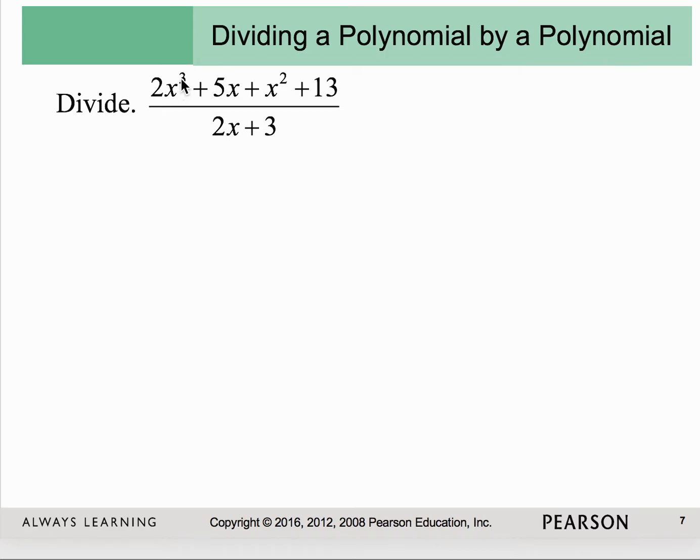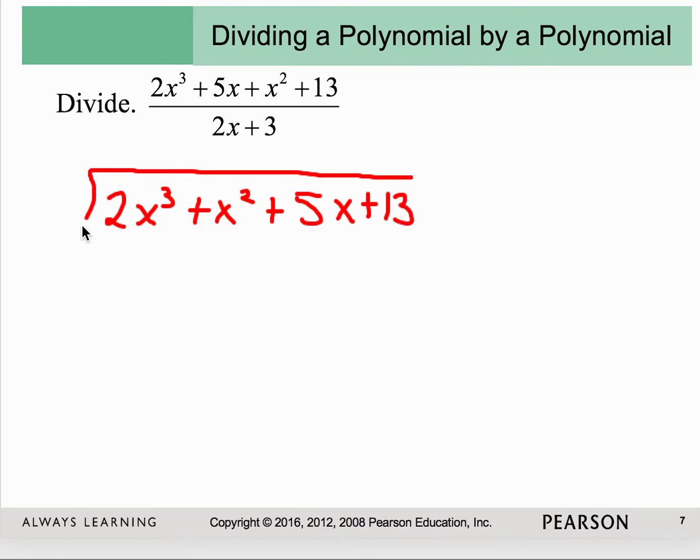3, 1, 2, 0. I don't have anything missing, but they're out of order. So I got to rearrange that when I write it. And 1, 0 is good there. So here we go. 2x cubed plus x squared plus 5x plus 13, divided by 2x plus 3. All right, double check. 3, 2, 1, 0. Okay.